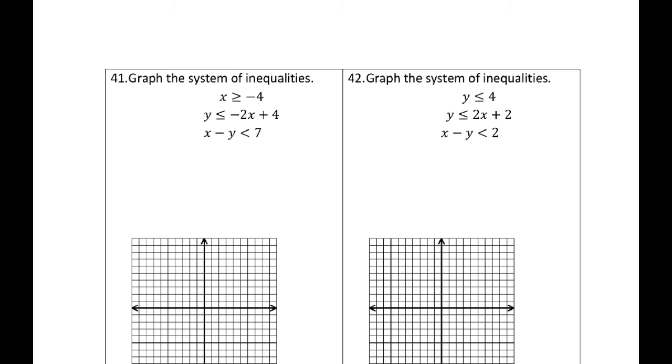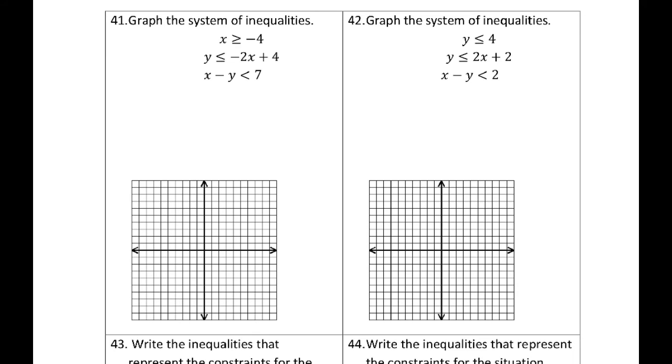All right, so let's graph this system. So x is greater than or equal to -4. This is a vertical line at -4. It is solid because of the or equal to line underneath it. So I go to x is -4, and I'll draw a solid vertical line. Greater than -4 means I'm lightly shading to the right of -4.